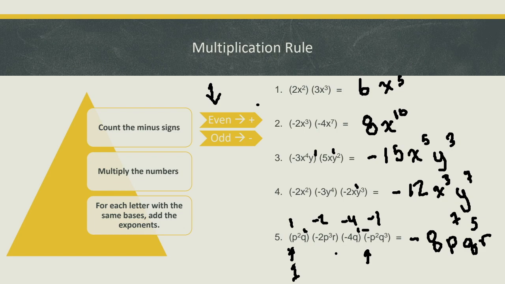So you could put a 1 up here, or you could just, be a mathematician and be lazy. There's probably a much better word for it, but that's just what I was told my whole life. And erase that 1. So your final answer would be -8, P to the power of 7, Q to the power of 5 times R.